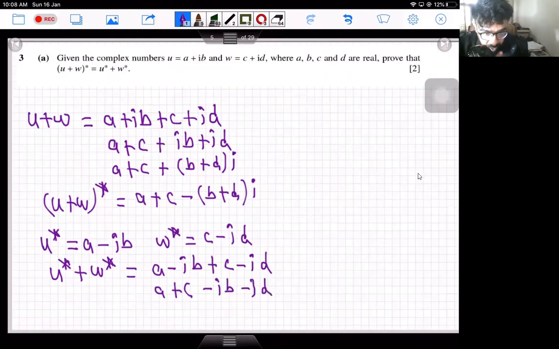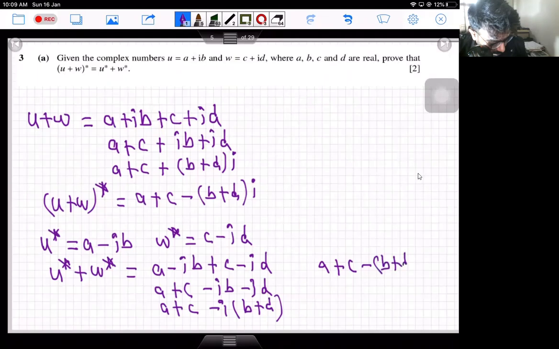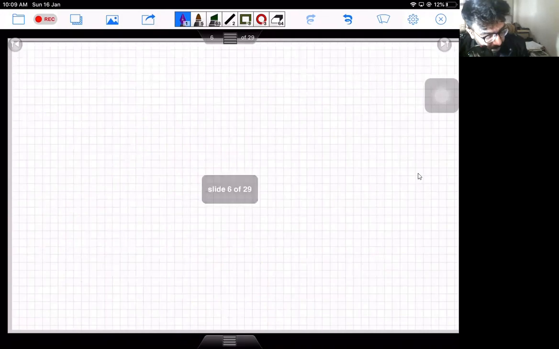We are adding the real parts and the imaginary parts. So a plus c, taking minus i common, multiplied by b plus d. So this is exactly the same thing as saying a plus c, then minus b plus d times i. Therefore, we have proved that the conjugate of u plus w is equal to u conjugate plus w conjugate. Then we have part B.